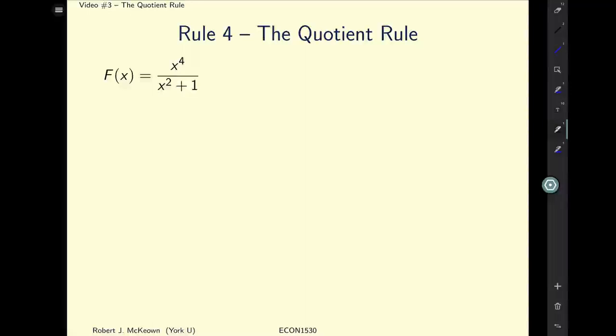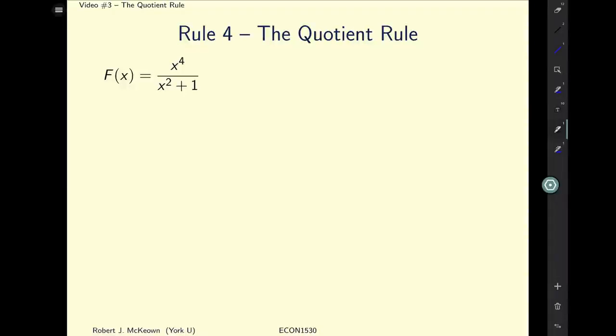Here's a question for you. Try and use the quotient rule on this function. Okay, go ahead and press pause if you want to keep working on it, and I'll give you the solution.